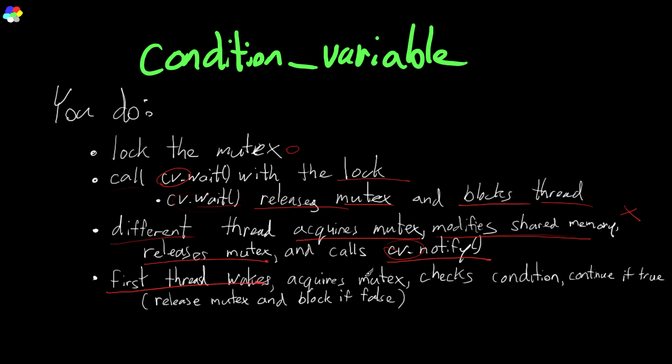It's going to wake it up. And when the thread wakes, it's automatically going to take that mutex again. And then it's going to check the condition. It's going to check this shared memory to see whether or not it's time to go. And if the condition is true, if this shared memory passes some test, then we continue on. Otherwise, we release the mutex and we go back to sleep. So that's the general flow.